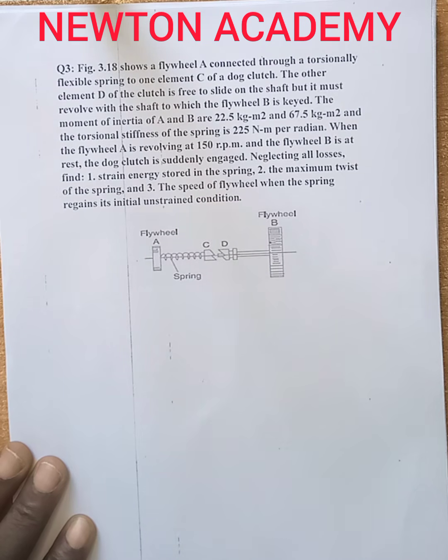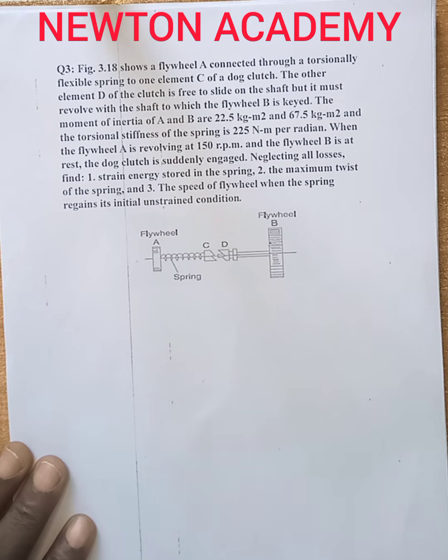The moments of inertia of A and B are 22.5 kilogram meter square and 67.5 kilogram meter square, and the torsional stiffness of the spring is 225 Newton meter per radian. When the flywheel A is revolving at 150 RPM and the flywheel B is at rest, the dog clutch is suddenly engaged. Neglecting all losses, we have to find 1.